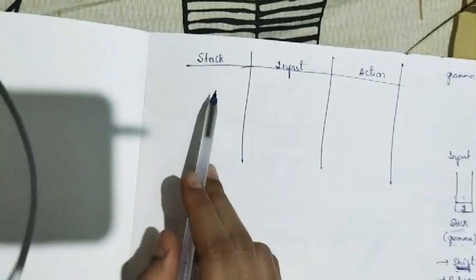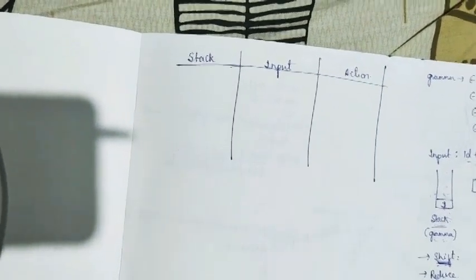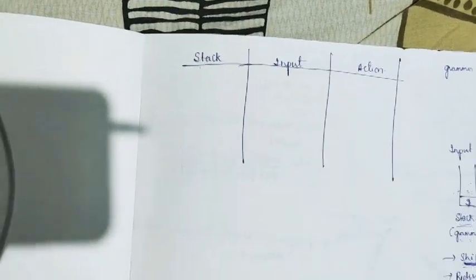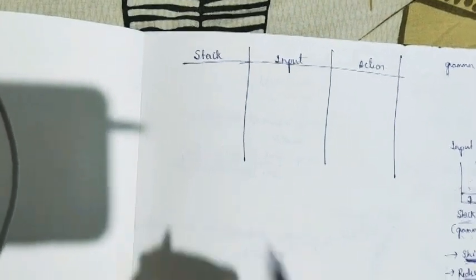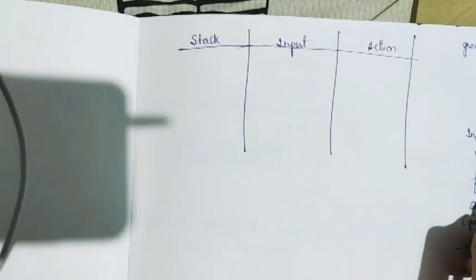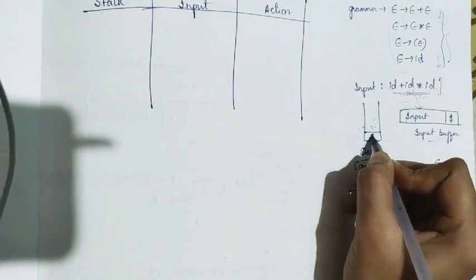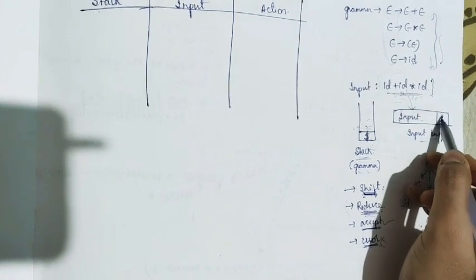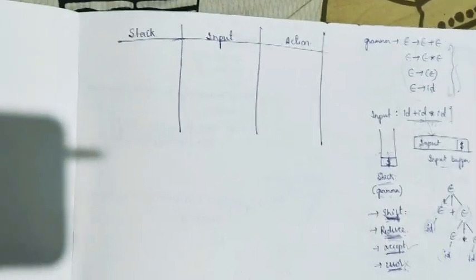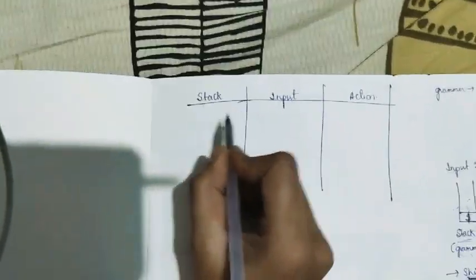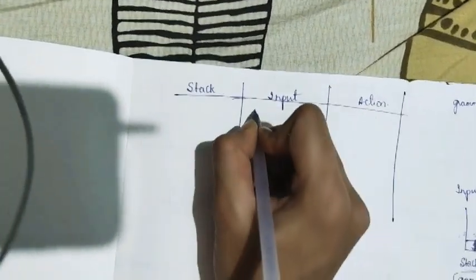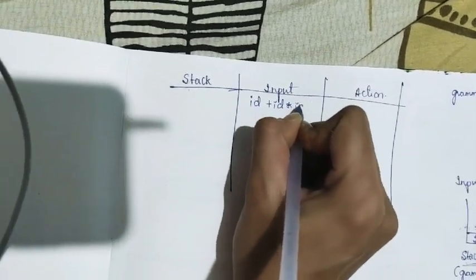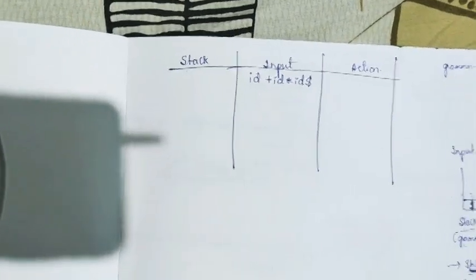Okay. To perform this, usually we'll keep 3 columns. One is for the stack, one more is for the input, and one more is the action that is being performed. Always remember one more thing: the stack will always have the dollar at the bottom, and the input string will always end with a dollar symbol after it to indicate that it is the end of it. So if I have to start, suppose my input is ID plus ID into ID. I'll end it with a dollar. So this is my input.